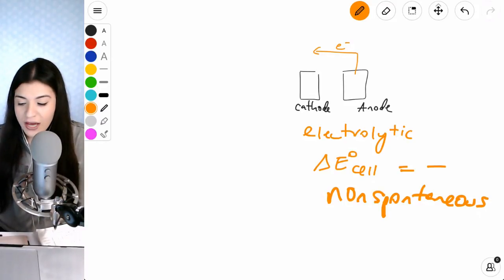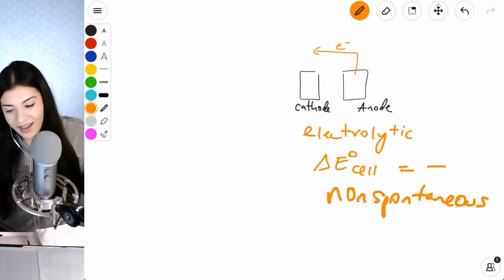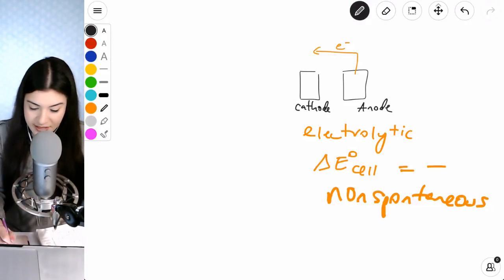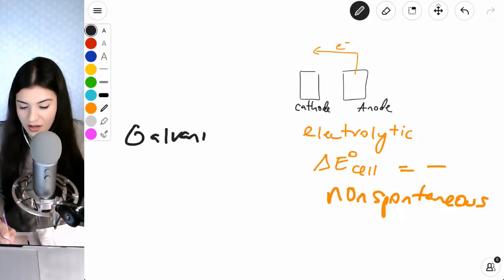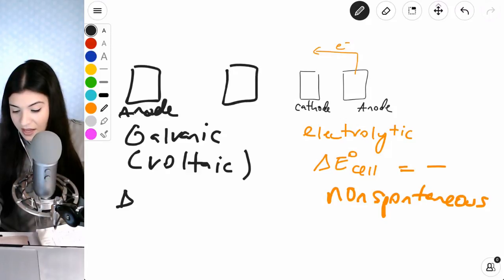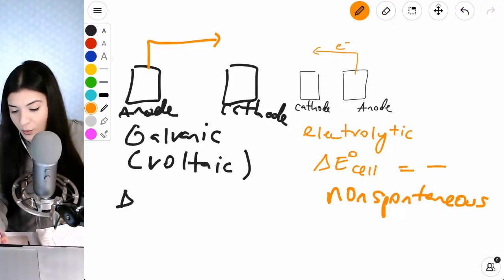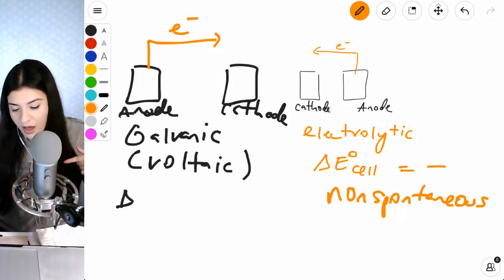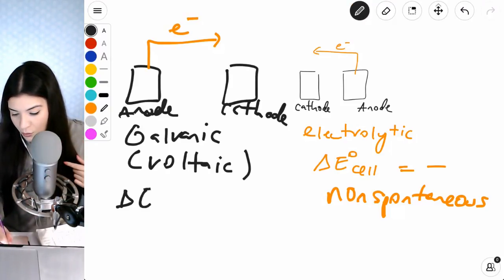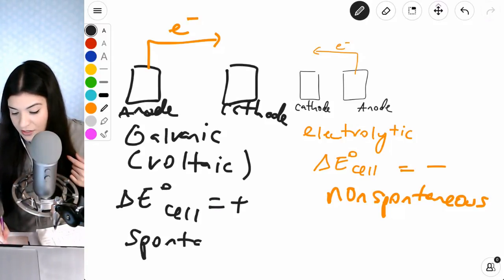It's going to have a cell potential that's negative, and on the left, it's going to be the cathode, then the anode. But for a galvanic, also known as voltaic cell, it's the opposite, where we would have the anode on the left and the cathode on the right. But once again, our electron flow is still going to go from anode to cathode. And now our cell potential would be positive. And of course, it's a spontaneous reaction.